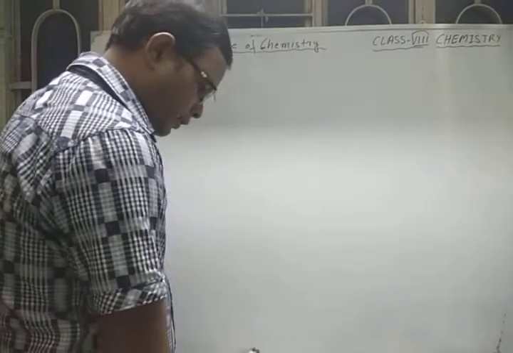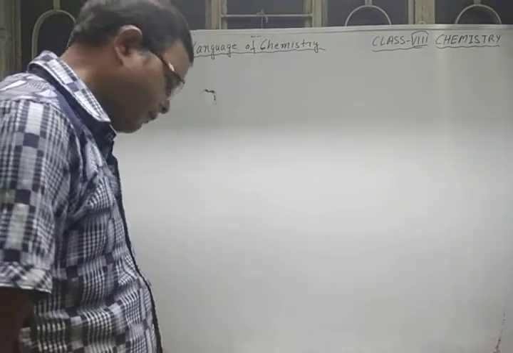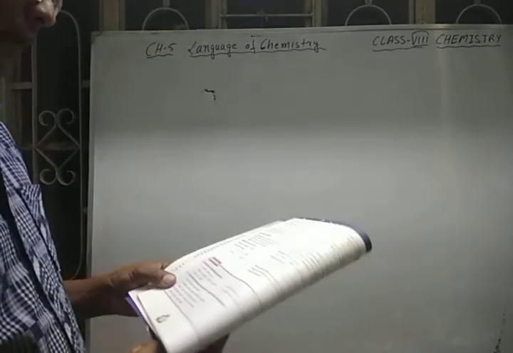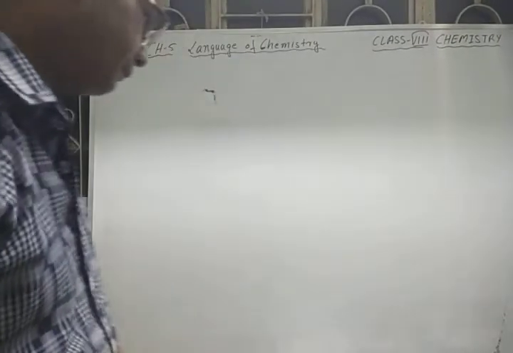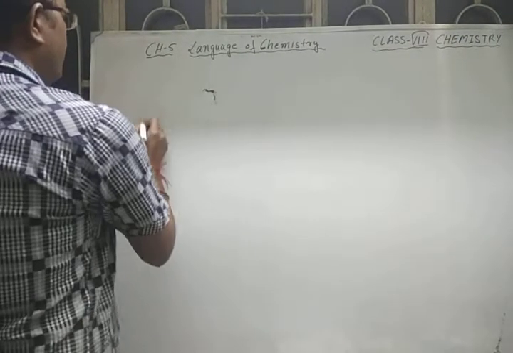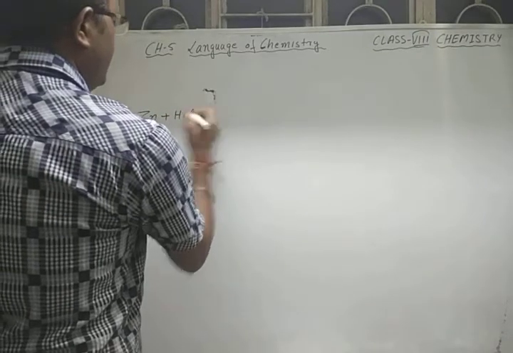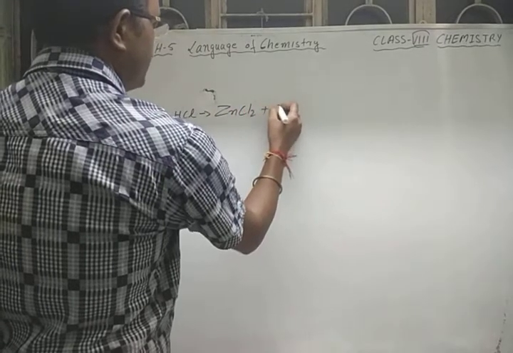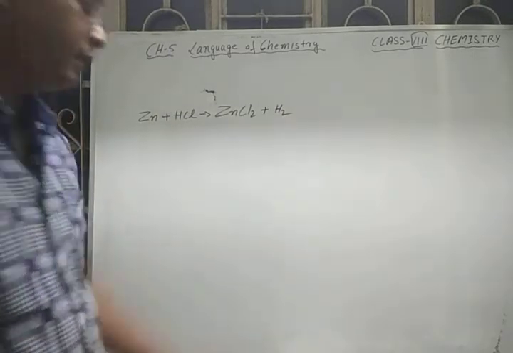I am taking a few examples from your book, that is question number... You can have this balancing on page number 82. A few questions are given: balance the chemical equation. I am taking examples from here. First one is Zn plus HCl, it gives ZnCl2 plus H2. That is the chemical equation here.